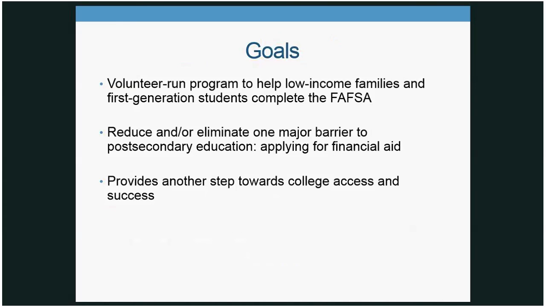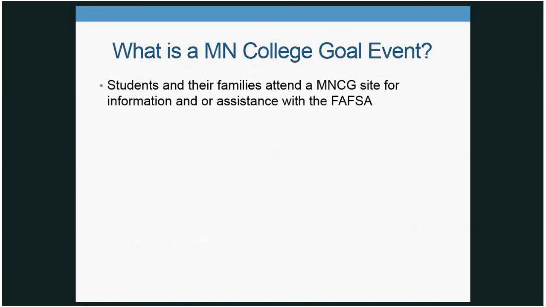All right, the goals are just that it's to help low-income families and first-generation students complete it, that it's to reduce or eliminate one major barrier to post-secondary education, which is applying for financial aid. It provides another step towards college access and success. So it is an event where students and families can attend, and their goal would be to start and hopefully complete and submit their FAFSA.